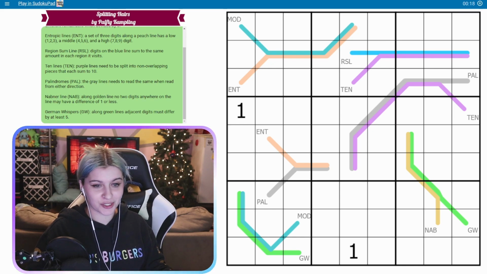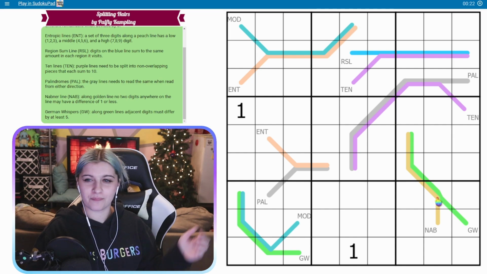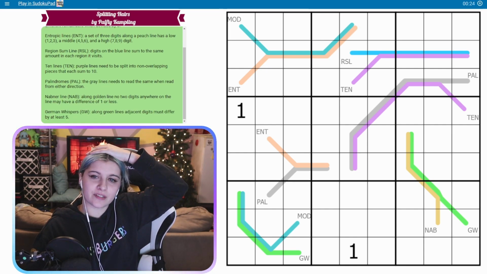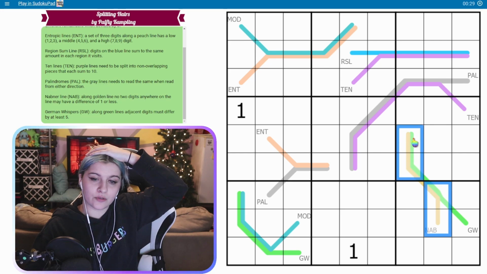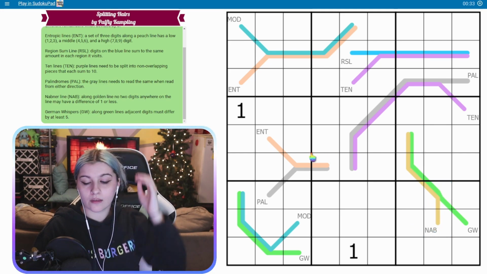We do have given digits today. We do. I actually get to say we have given digits today. Very cool. I'm not sure if there's a specific line that I want to start with. Maybe Nabner, because I think this is new to me. If I have done it before, it's been a very long time.